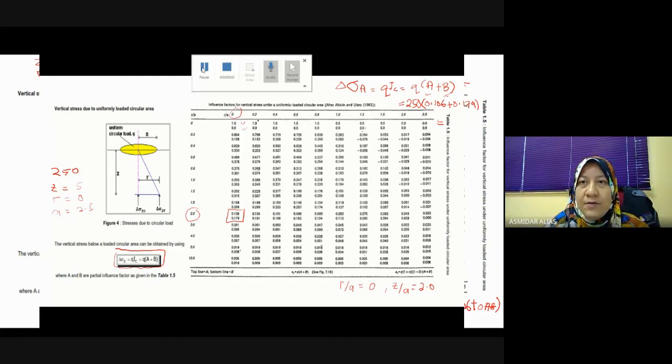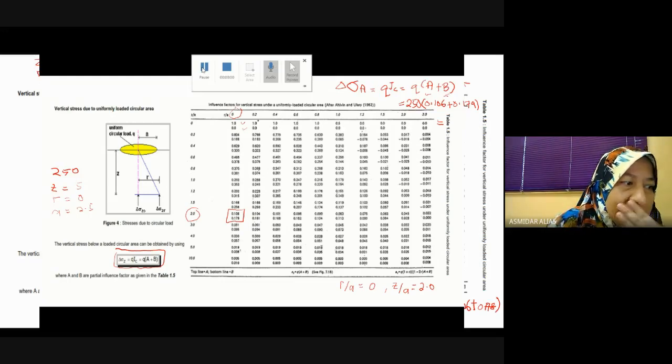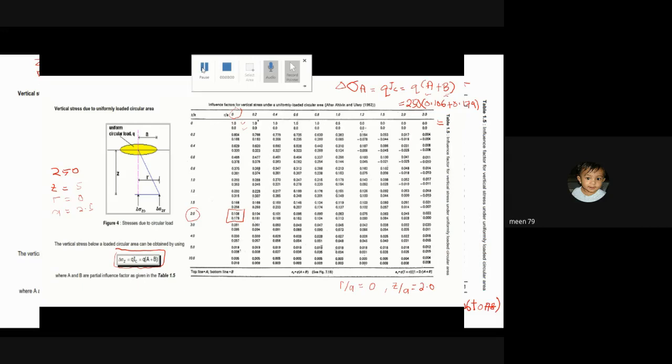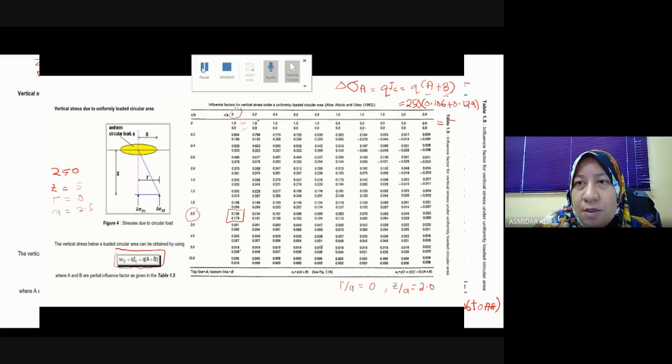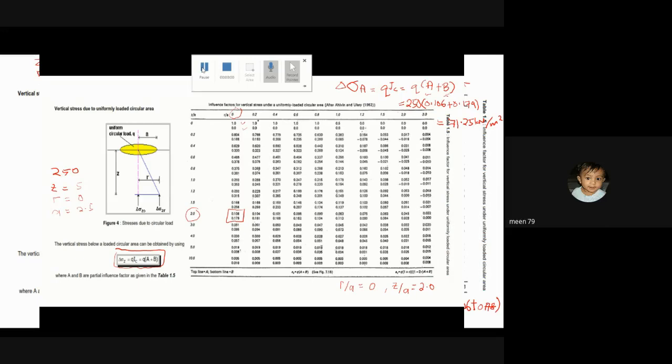The final answer for example 8 is 71.25 kilonewton per meter square. It's quite direct for example 8. Is that clear? Understood.